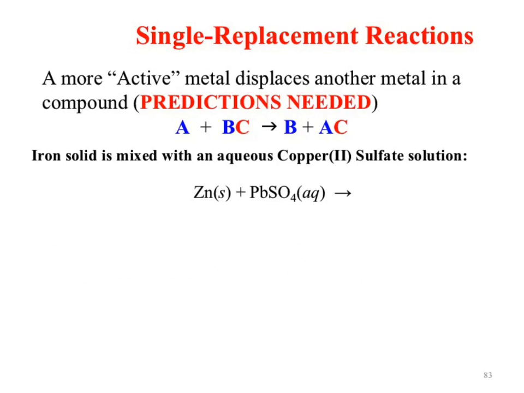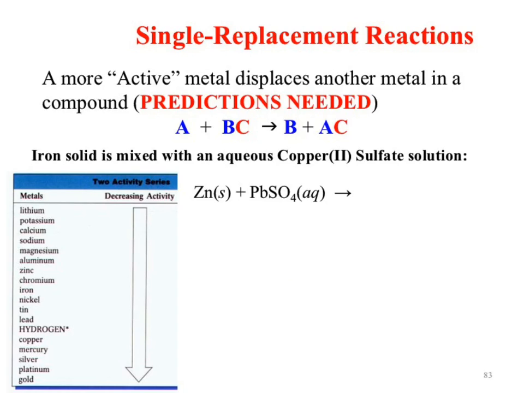Our single replacement is where our predictions are needed, and this is what we just talked about. This comes back to our activity series. Gold is at the bottom of our list for activity. It is the least active metal. Lithium is the most active, which means given the choice between lithium and gold, lithium would rather be in a compound than gold. I can use that to predict my reaction, or to decide if it occurs. You should still predict what your products would be if it occurred, but then what you're deciding is, does the arrow in between actually make sense?